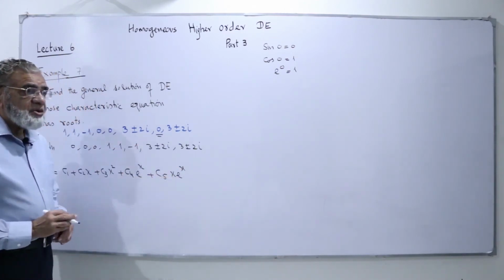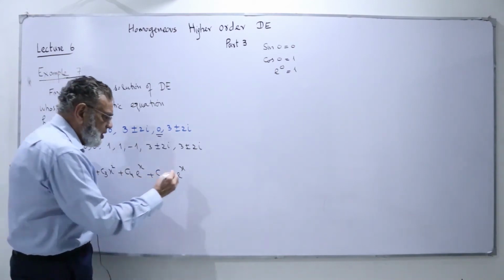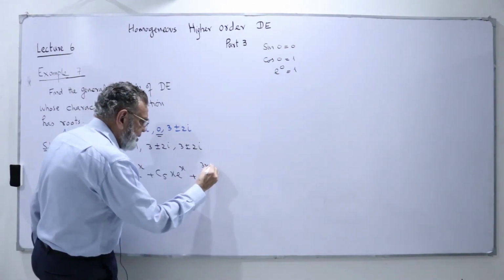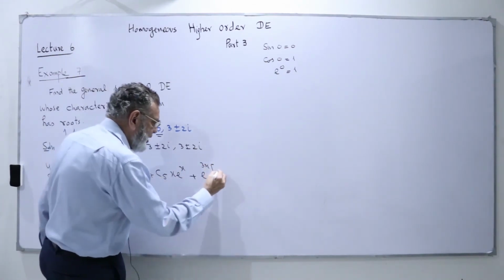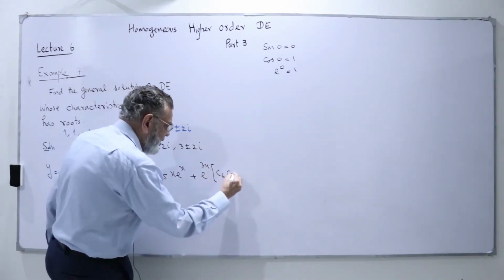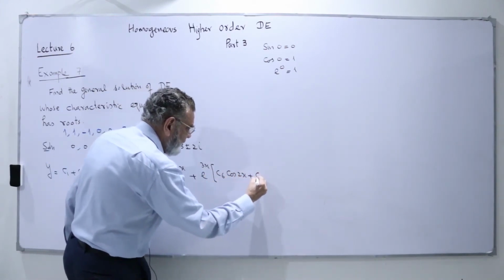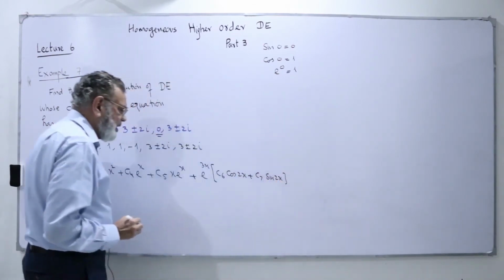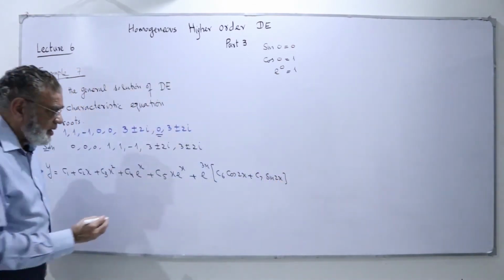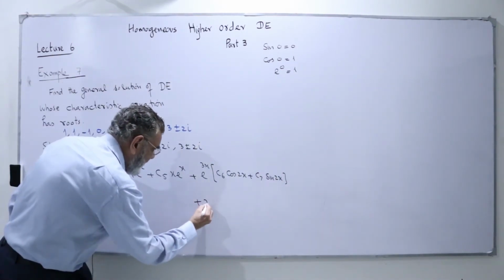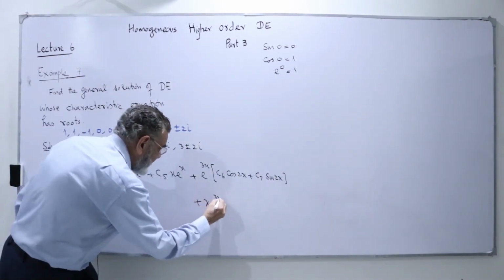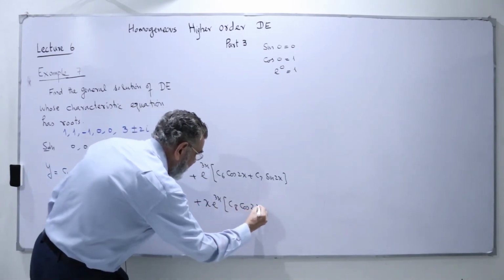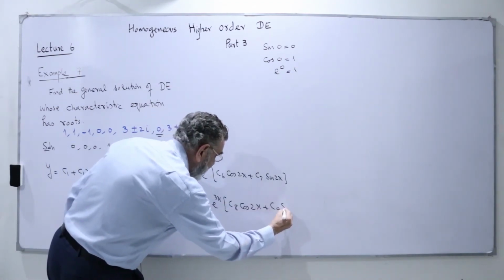Now come the complex roots. Alpha is 3, beta is 2. So we get here e to power alpha x, e to power 3x, beta is 2. So we have c6 cosine 2x plus c7 sine 2x. Now we write the next one. Again, this is being repeated. So when it is repeated, we multiply by x. When we have e to power 3x, we get here c8 cosine 2x plus c9 sine 2x.